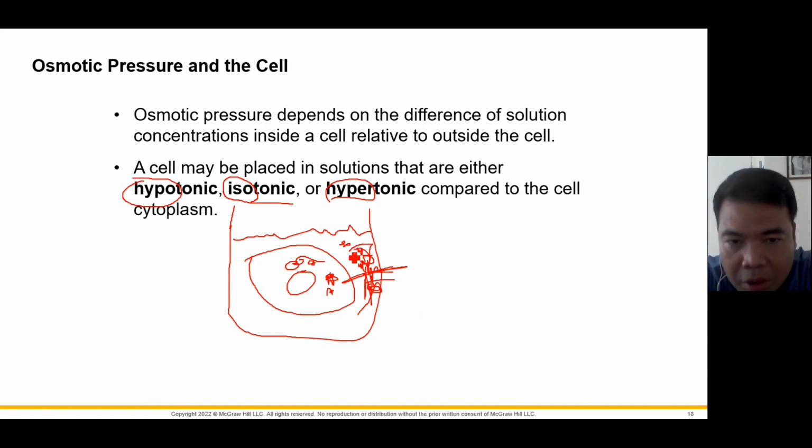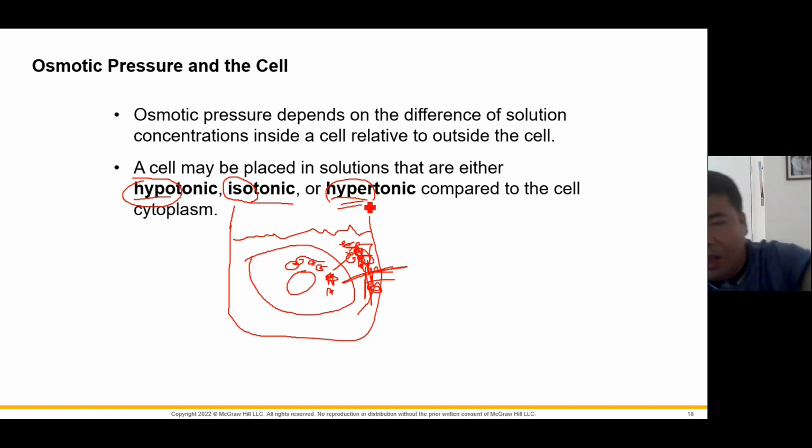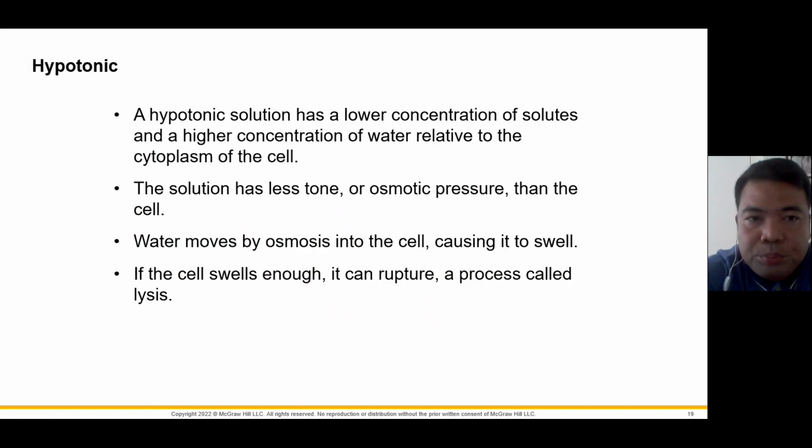So again, if the outside is the same as the tonicity of the inside, they are said to be isotonic. Same tonicity, same concentration. If the outside has lower tonicity or lesser concentration than what is found in the cytoplasm, it is said to be hypotonic. And if the outside of the cell has greater concentration, greater tonicity as compared to what is found in the cytoplasm, then the solution in the outside of the cell is said to be hypertonic. Okay?